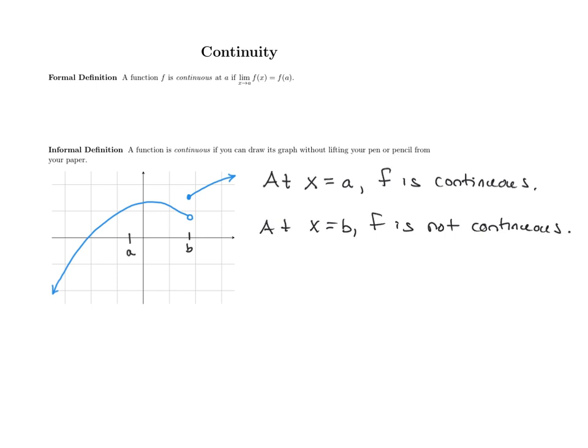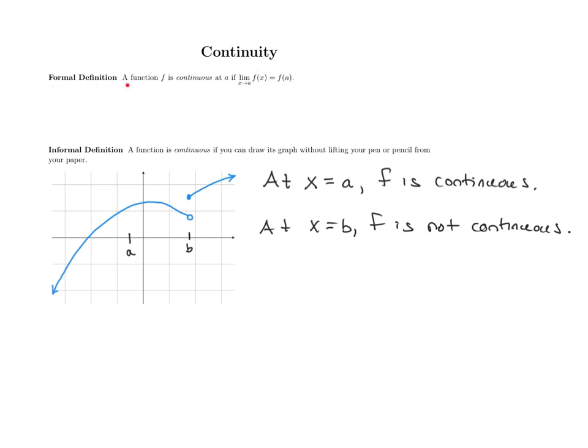Now let's compare this to this formal definition up here. Why is this function continuous at a, at this spot? The reason is the value of the function, which is f of a, and the limit as you approach it are the same. It's saying all the y values are heading to the value of the function at this spot. And that's precisely what this definition says.